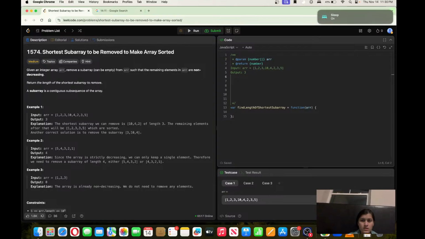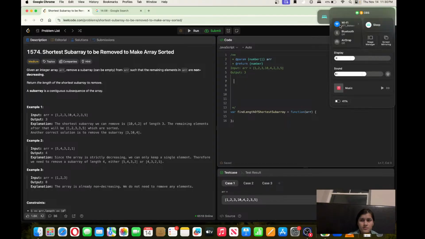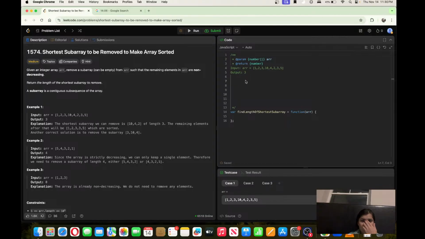It should be non-decreasing. It means increasing, right? 1 2 3 4 4. It can be 4 4 also. It is still not decreasing, but it cannot go from 4 to 3. So I need to remove a subarray from the array. From here, what can I remove? 1 2 3 10 4 4. From 10 it should increase to 4. So I think I need to remove this.